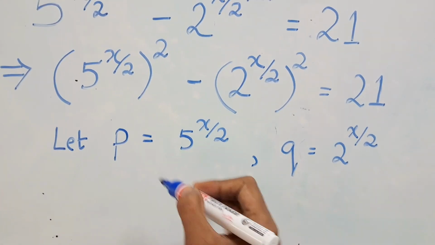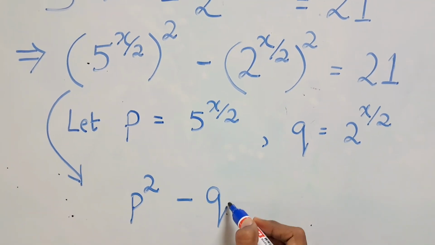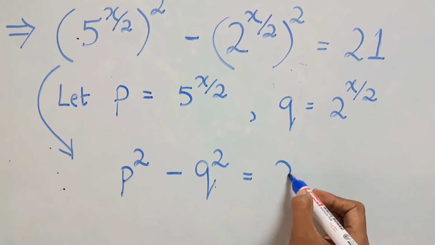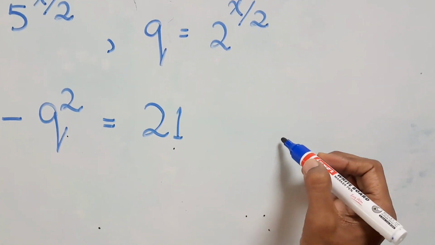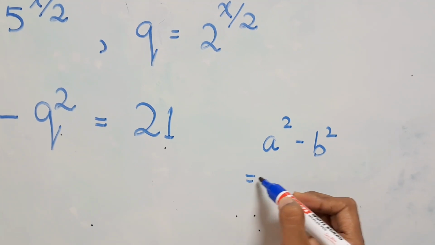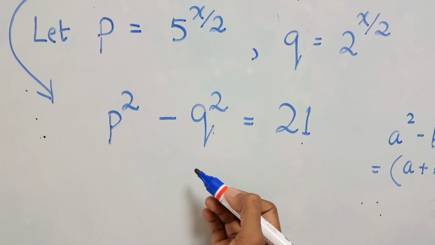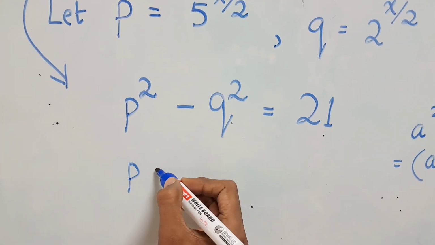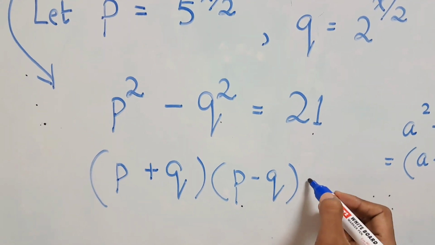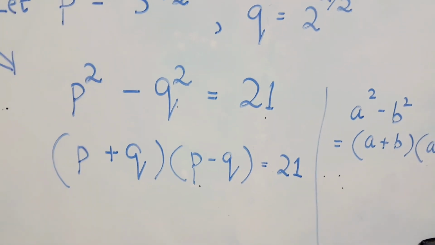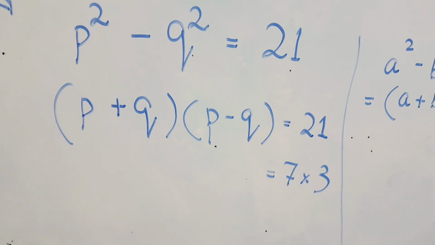If we name these as such, then this equation will be converted to p square minus q square, and the right hand side is as it is, that is 21. Now we know the formula of a square minus b square: a square minus b square can be written as a plus b multiplied by a minus b. In a similar way, we can factorize this as p plus q multiplied by p minus q equals 21. Now we know that 21 can be factorized as 7 multiplied by 3. 21 equals 7 multiplied by 3.